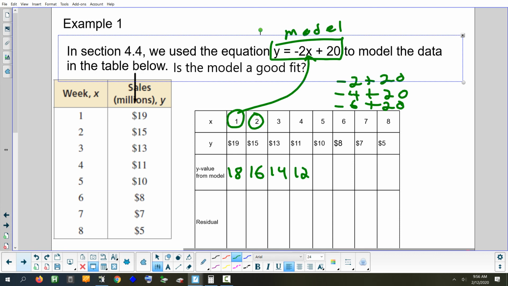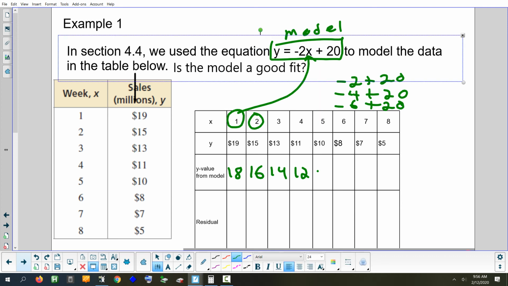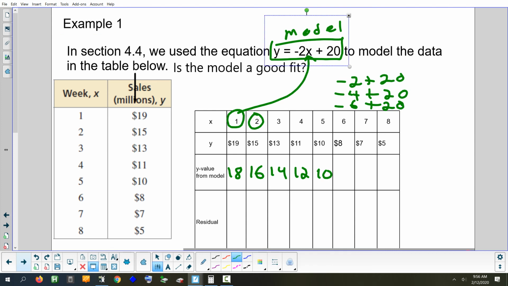12. Now we plug in 5. What's negative 2 times 5? Negative 10. What's negative 10 plus 20? 10. Eventually you start to see the pattern here. Negative 2 times 6 is negative 12. What's negative 12 plus 20? 8. What's the next one going to be? 6, and the last one? 4. So those numbers in green are all predictions based on that equation.